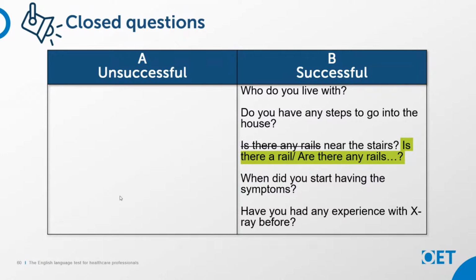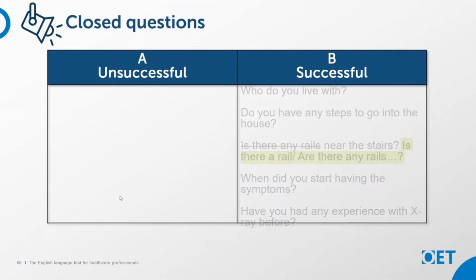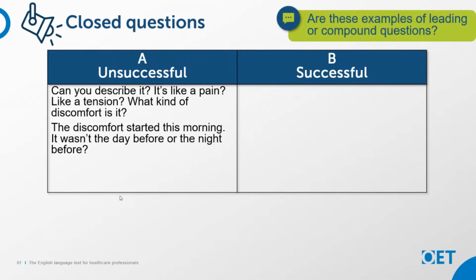Now, in information gathering, which is one of the descriptors, you are told to avoid compound or leading questions. And I've got one example of each of those here. One of them is compound and the other one is leading. And I'll show you which way round they are on the screen now. So the first one is a compound question. And compound questions ask patients more than one question at a time.